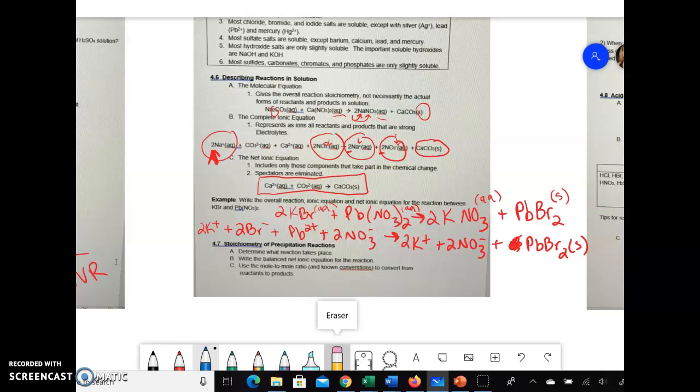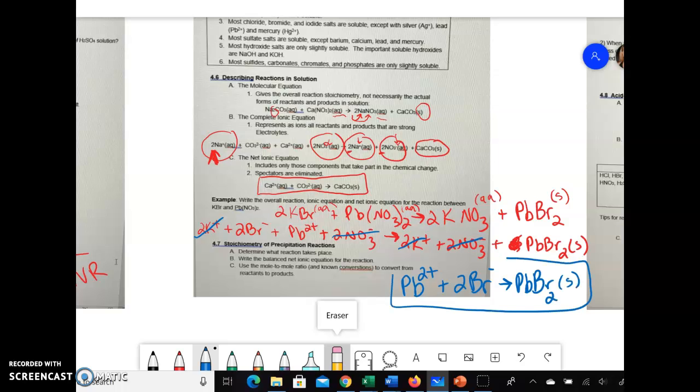Now we can see what we can cancel. Looks like potassium stayed as an ion both times, and nitrate stayed as an ion both times. And so what we're left with is the lead ion combining with 2 bromine ions to form the precipitate. And this is called the net ionic equation, what I have in blue there.